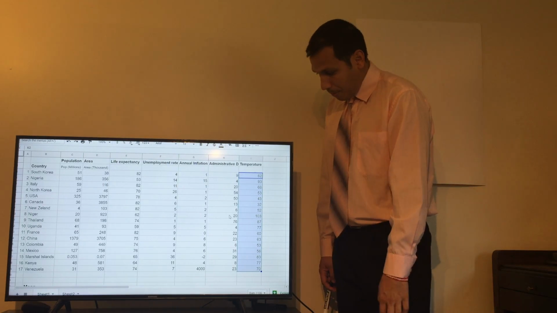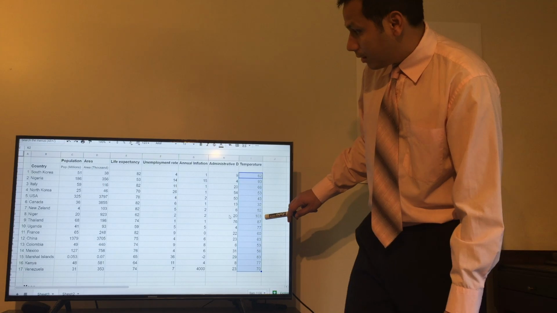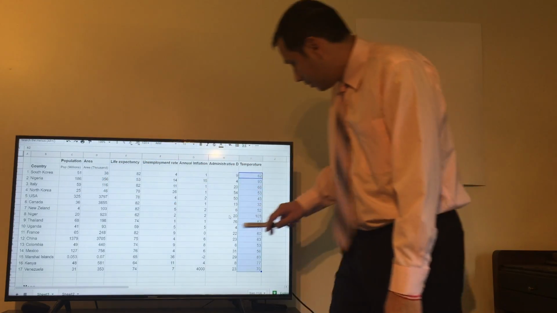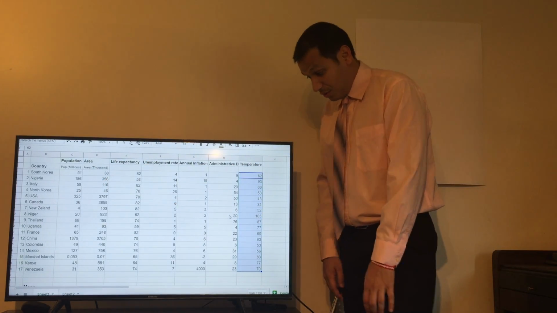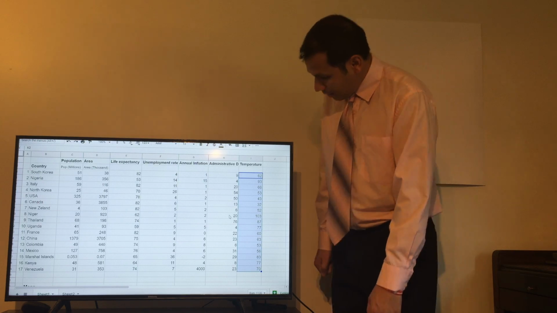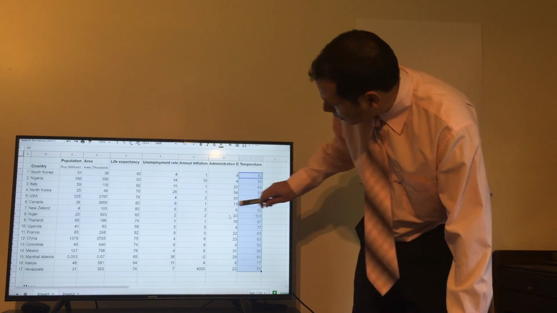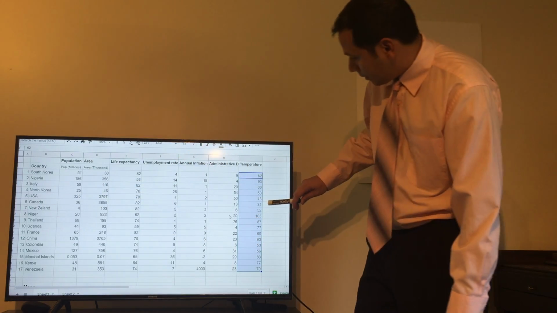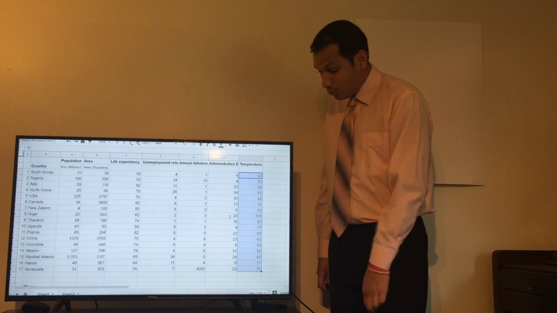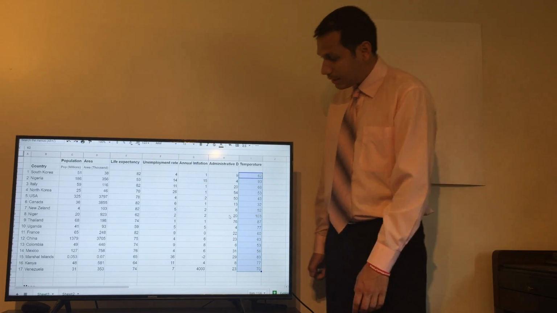Okay, but look, for example, look at this, this is Niger. Niger was 103. It's pretty hot. And we have one that's pretty cool actually. That's Canada. The temperature in Canada was 32 degrees. It was freezing that day.